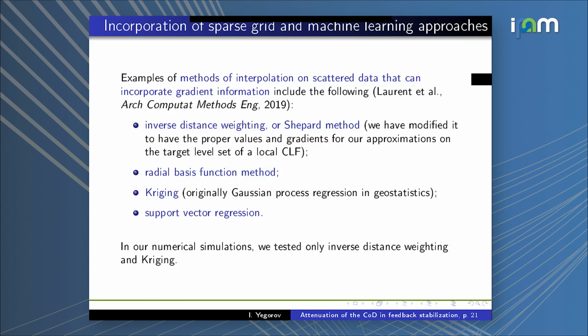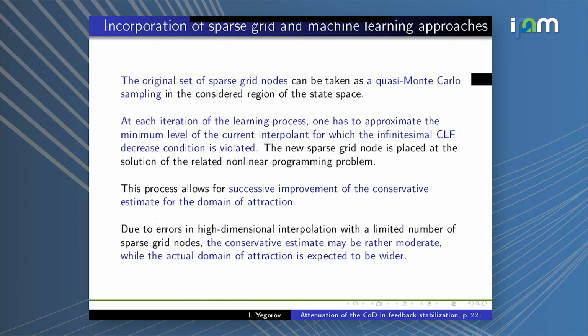Also, we can use radial basis functions. This is actually an extension of inverse distance weighting. Also, we can use kriging, which is very powerful. It takes quite much time to generate the data for kriging, but it's really very powerful, and also support vector regression. So in our simulations, we tested only inverse distance weighting and kriging. So what can we do? First, we have to specify the original set of sparse grid nodes.